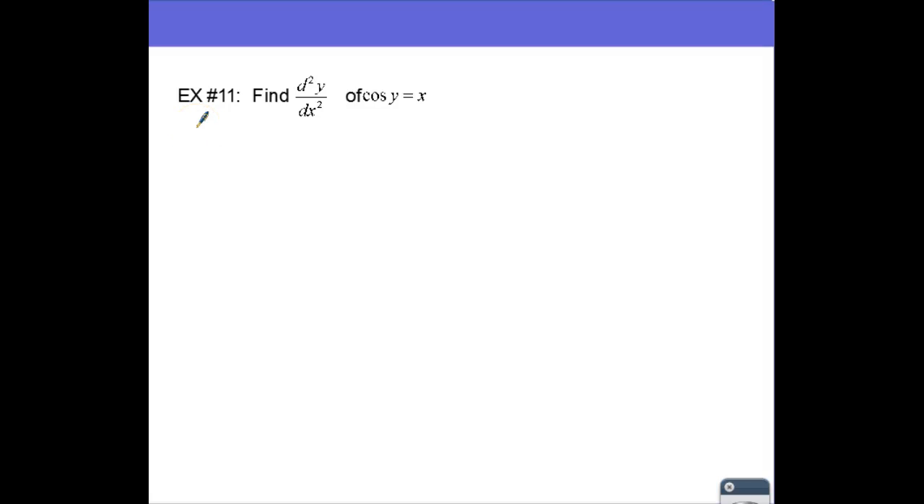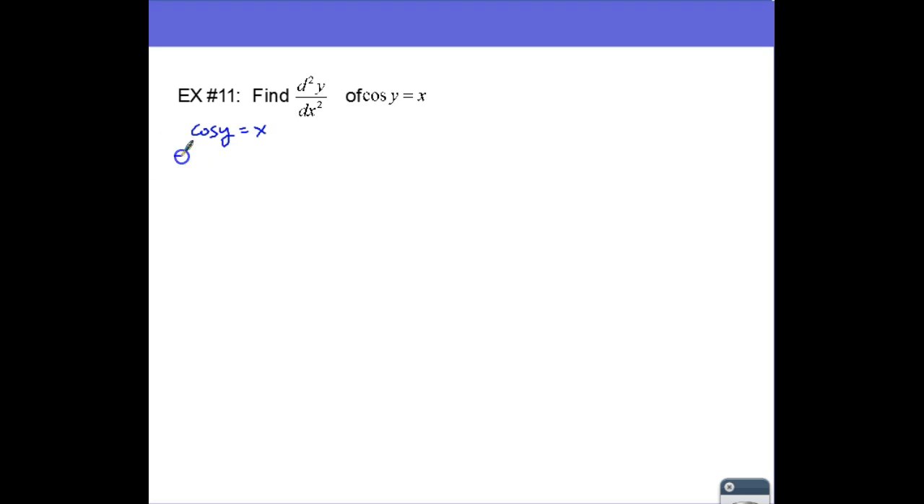In example 11, they ask us to find the second derivative with respect to x of cosine y equals x. So let's start with that function, cosine y equals x, and we're going to take the derivative of both sides. And so cosine y is a composite function. y itself is a function. And so we're going to apply the chain rule on the left side.